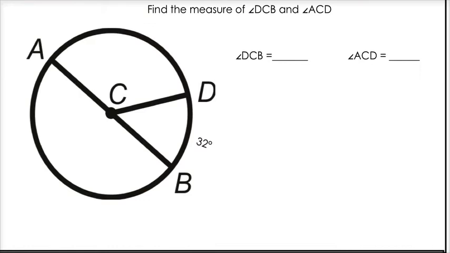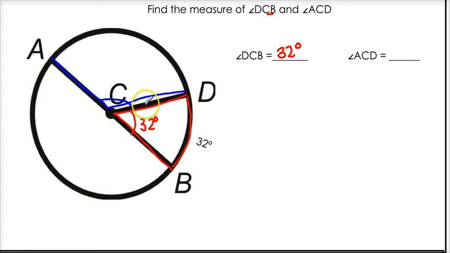All right, let's try some more challenging problems. We want to find the measure of angle DCB, which is right here, and then the measure of ACD, which is our angle right over here. Okay? Well, let's start with DCB. Since the arc that's formed right here is 32 degrees, we also know the central angle is 32 degrees. All right, that was pretty straightforward.